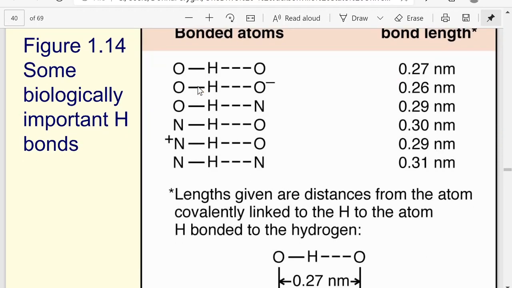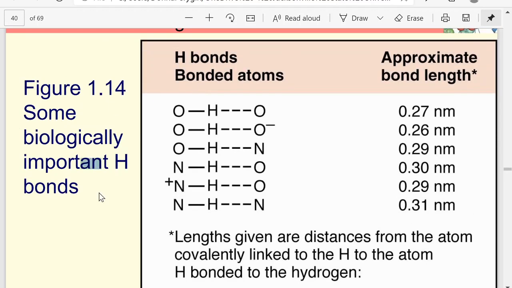All right, and so here are some biologically important hydrogen bonds that we'll see. If a hydrogen is on an oxygen, then it's going to want to hydrogen bond to, say, another oxygen. That approximate bond length is about 0.27 nanometers, or about 2.7 angstroms. Oxygen, hydrogen, and then an O minus is about 0.26 nanometers. Oxygen, hydrogen, and then to a nitrogen. Okay, so an oxygen bearing a hydrogen that's hydrogen bonded to a nitrogen is 0.29 nanometers.